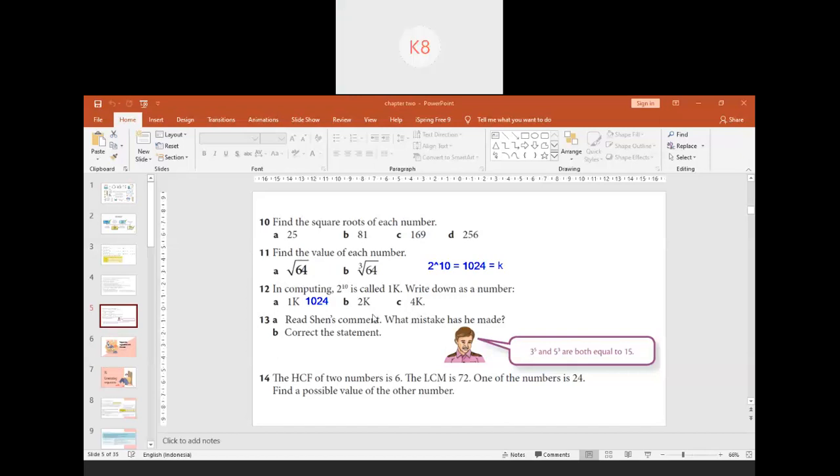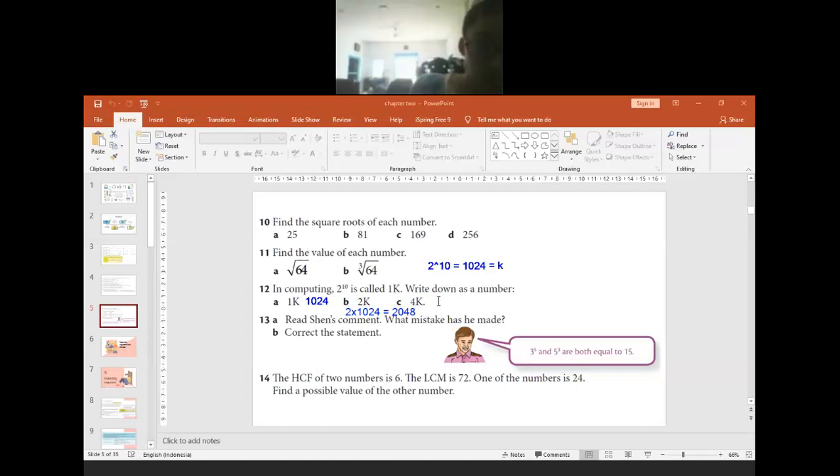So even though it's written as 2k, we can find the answer. If it is 2k, it will be 2 times 1024, which is equal to 2048. Is there anyone who has a question, or maybe my explanation is too fast, or there is something that you do not understand? Is there anyone having a question?